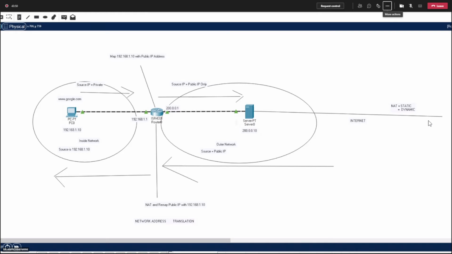Okay, now let me execute the command with the help of which this router is able to map the private IP address with the public IP address. So please wait and see how I am executing the command.